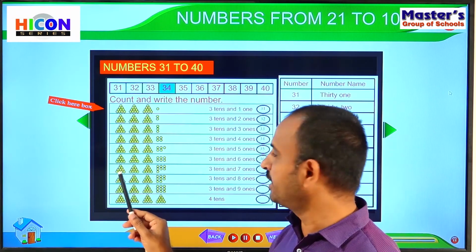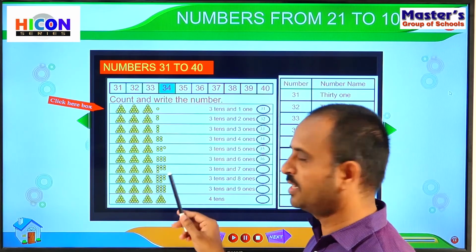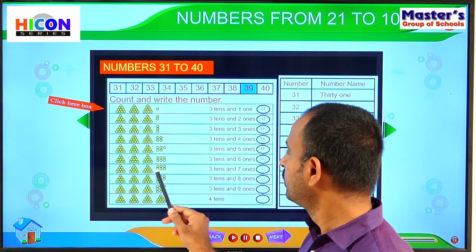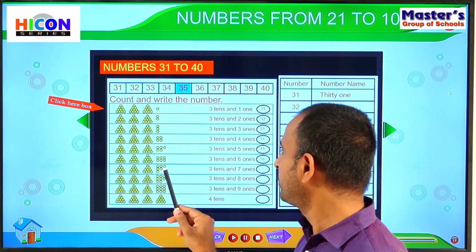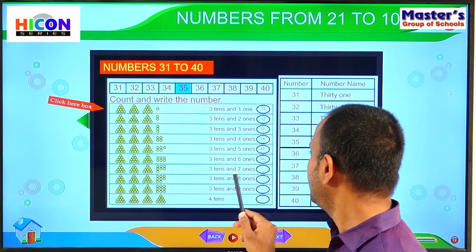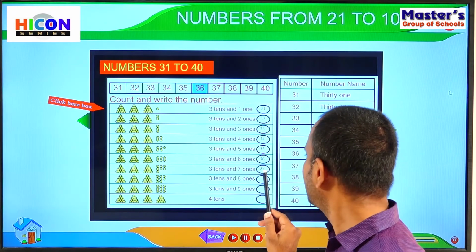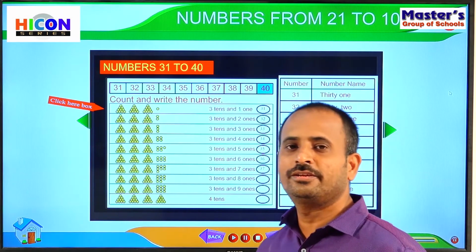And see the next row. Here also, how many tens? 1, 2, 3. So 3 tens. And how many ones are there? 1, 2, 3, 4, 5, 6, 7. So 3 tens and 7 ones. Total makes 37. So write 37 in this set.